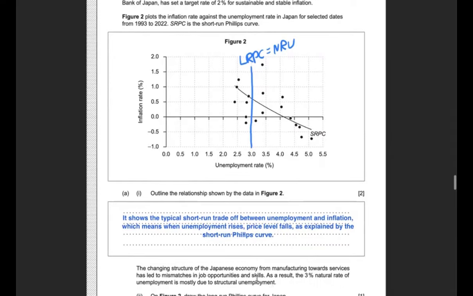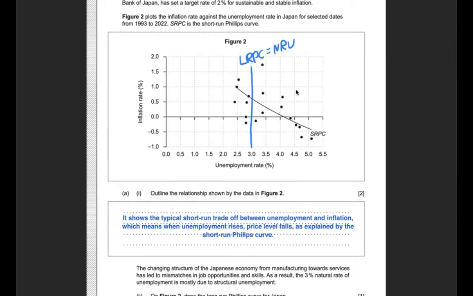The changing structure of the Japanese economy from manufacturing towards services has led to mismatches in job opportunities and skills. As a result, the 3% natural rate of unemployment is mostly due to structural unemployment. A2, on figure 2, draw the long-run Phillips curve for Japan.